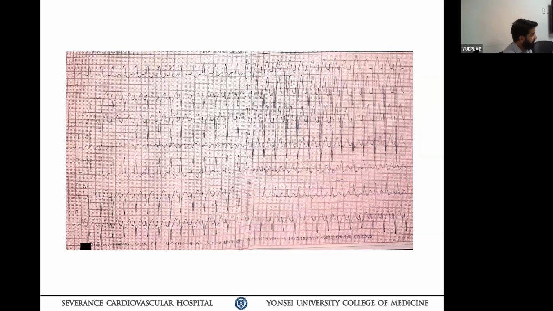I agree with all previous answers. Initially I thought it's SVT, but when I carefully see leads V5 and V6, I found some notching, and also I can see a fusion beat. I think this fusion beat is a little different from the other ones, slightly curious. Secondly, VA dissociation and fusion beats favor VT.